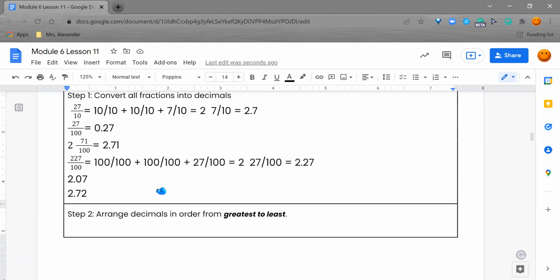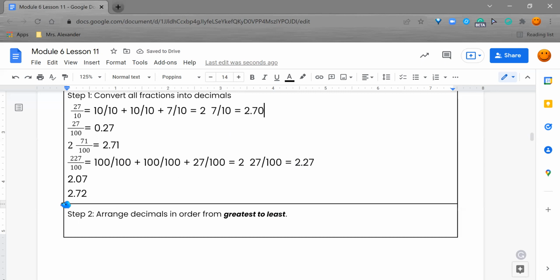So what I'm going to do is look at each decimal, and when I get the number I want, I'm going to highlight it to remind me that I've already used it. So I get to arrange the decimals from greatest to least. So I'm looking at the biggest number to the smallest number. So I have 2.7, and it looks like everything's in hundredths except for this first one. So I'm going to go ahead and put this first one in hundredths. I just add a 0.